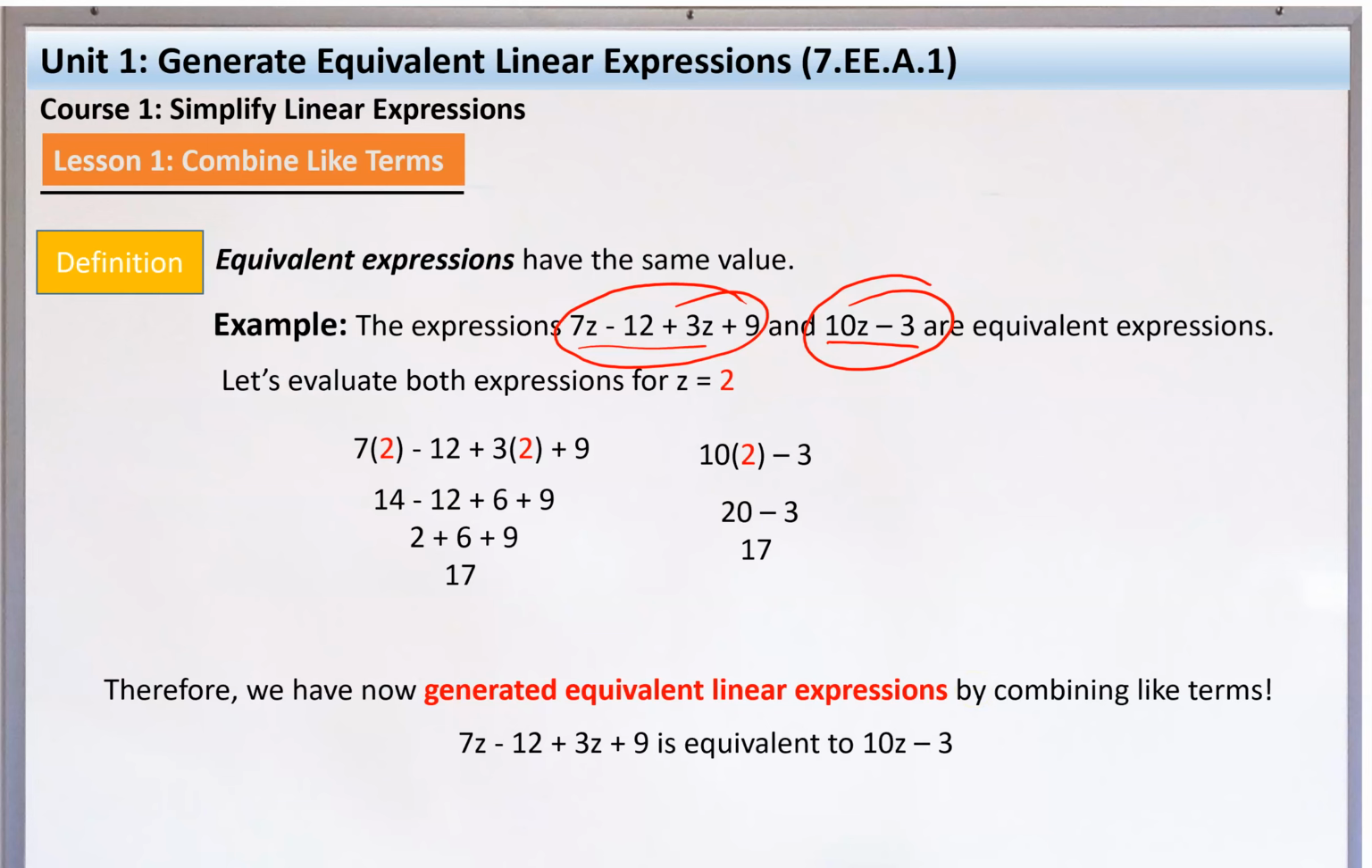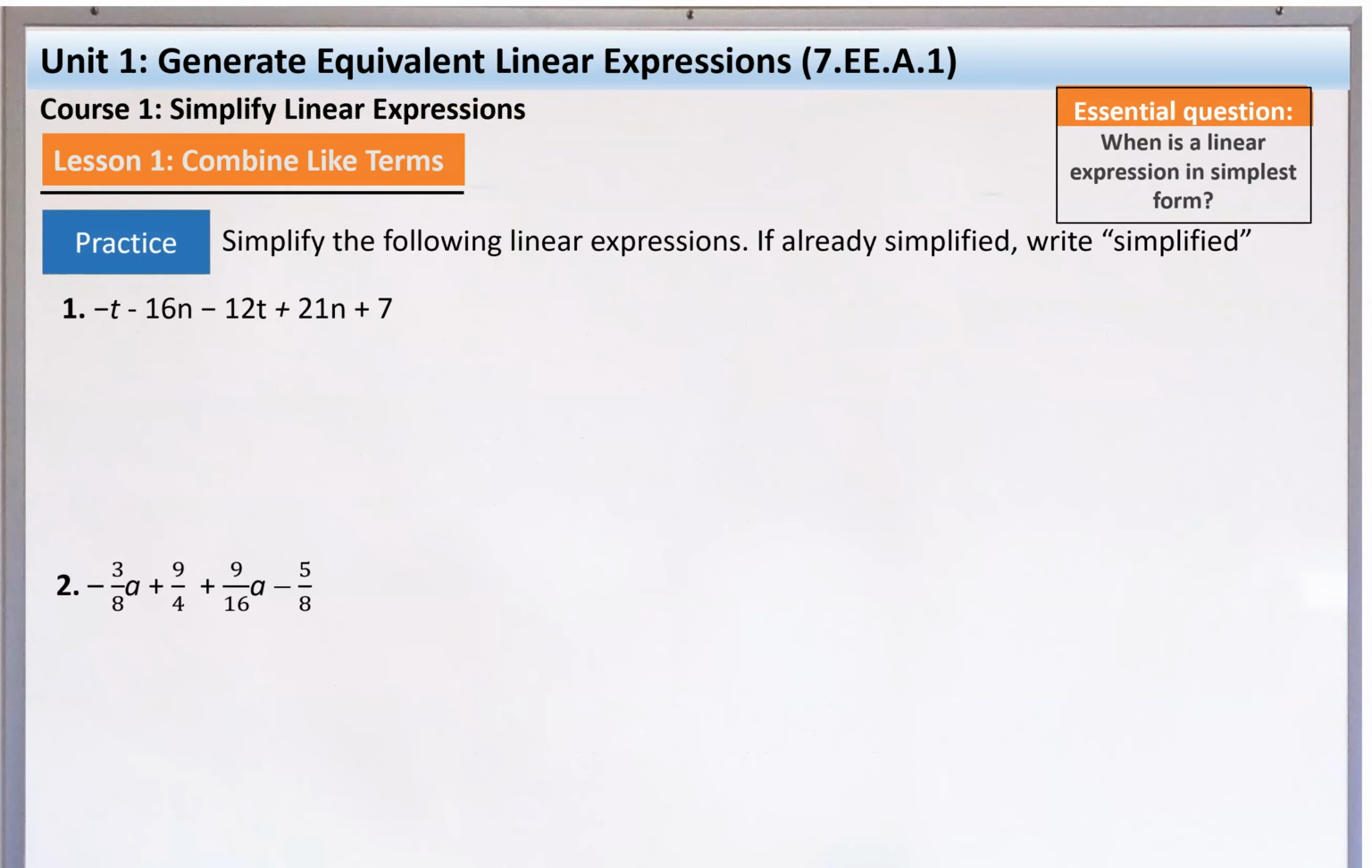Therefore, we have so far generated equivalent linear expressions. That was our goal, by combining like terms: no parentheses and no like terms. Okay, so let's practice simplifying the following linear expressions, and if they're already simplified, say or write simplified.